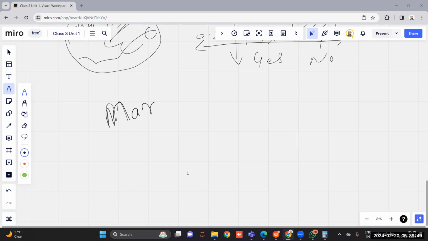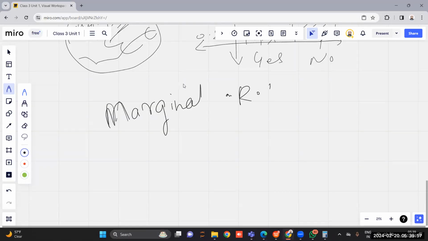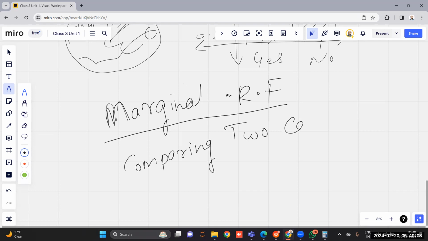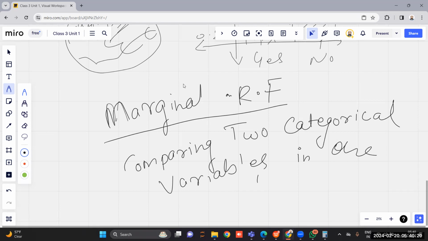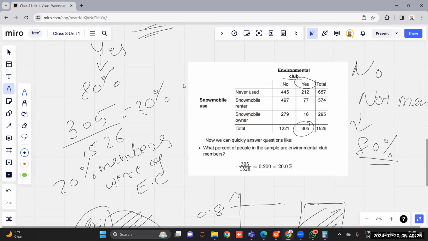Okay, then. Coming back to marginal relative frequency. When does marginal relative frequency come into the picture? When we are comparing two categorical variables in one table. Marginal means, in this table, we can calculate the marginal probability.